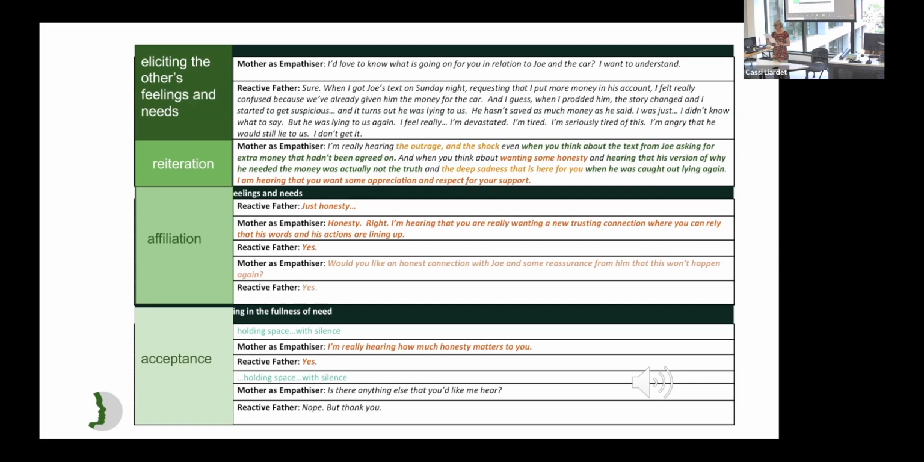And I'm really hearing that honesty matters. Yes. And there's more silence. And then the wife says, is there anything else you'd like me to hear? No, that's okay. So in the process, when this really happened, not in my rendering, you hear a difference in what's going on between the emotional chargedness at the beginning and the settledness at the end. So I just wanted to make the point that, let's go back.